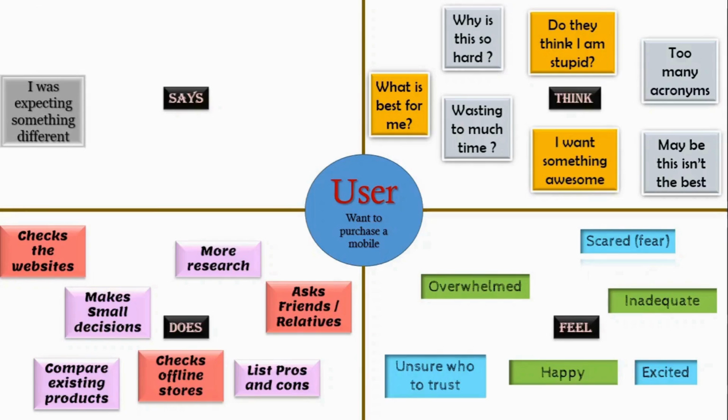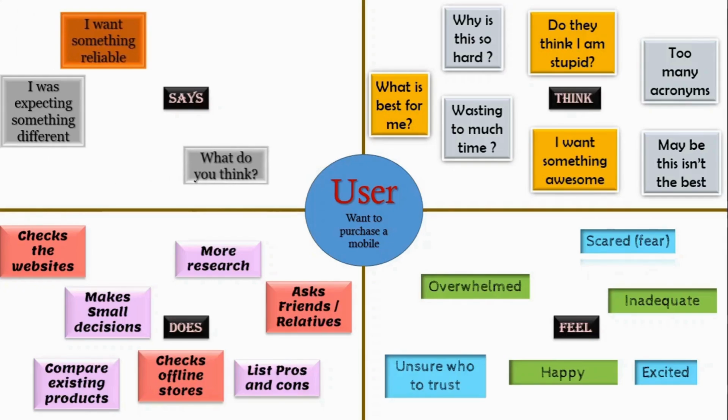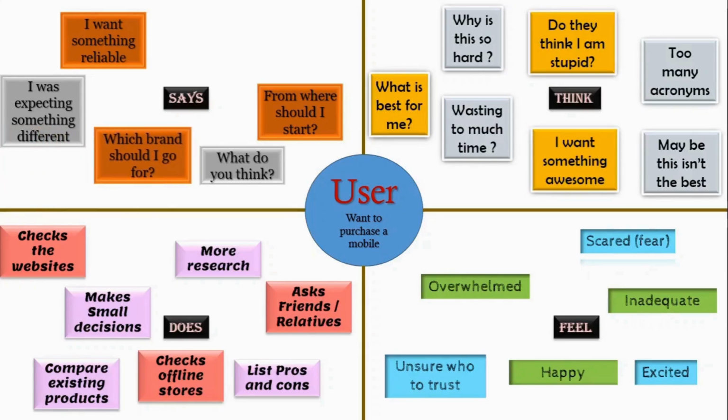And then we can go to the says quadrant, where you have to consider what the user will say about a particular mobile. Maybe he or she will say, I was expecting something different, I want something reliable. What do you think? Then, from where should I start searching for a mobile phone? Which brand should I go for? And the last question you can ask: what is the best size for me?